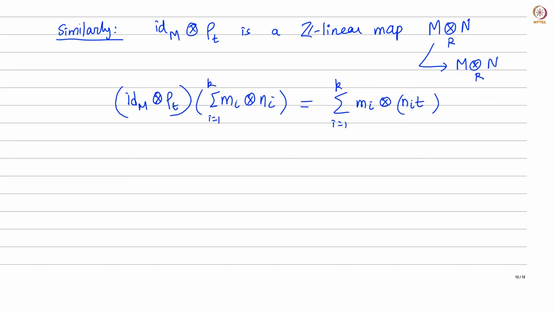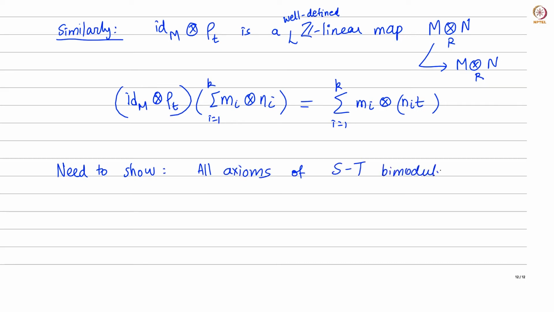Okay, so we have these two Z linear maps. Now, these maps are well defined, at least that's the key point, right? We don't need to worry about showing that this definition is well defined and so on. So there are well defined maps. All we have to show is that they satisfy all the axioms required to make M tensor N into an ST bimodule. So we need to show all axioms of ST bimodule are satisfied.